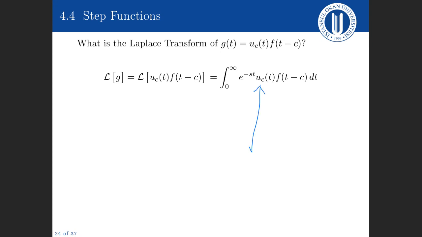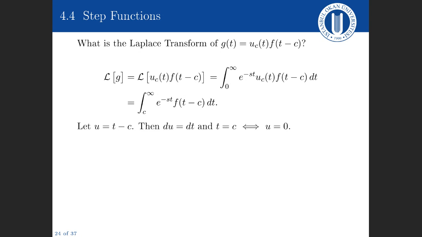And remember, the unit step function is either equal to 0 or it's equal to 1. And if we integrate 0, we just get 0. So we're not worried about the first part. We're only interested in the integral from c to infinity, where the unit step function is equal to 1. We need to do a substitution to calculate this integral. I'm going to do the substitution, u is equal to t minus c.